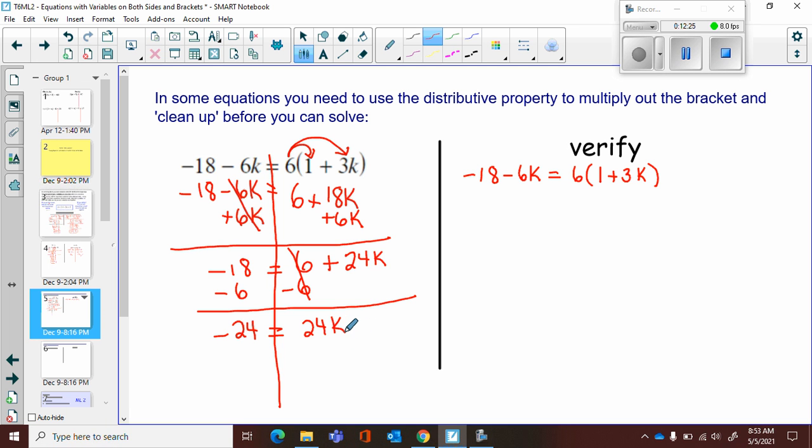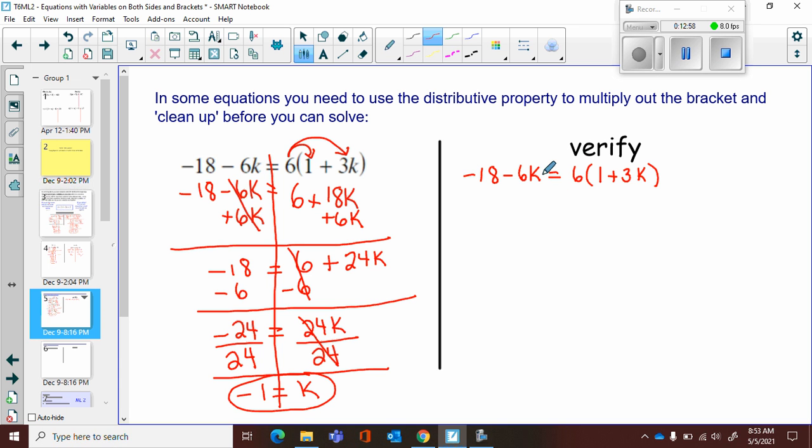Okay, so now to get rid of this 24, this is a 24 multiplied by k, so we do the inverse or the opposite to get rid of it, and we divide by 24. Those cancel out. We have to do the same to this side, divide by 24. And we're left with negative 24 divided by 24 is just negative 1 equals k. So that's our answer. But of course, we should verify it.